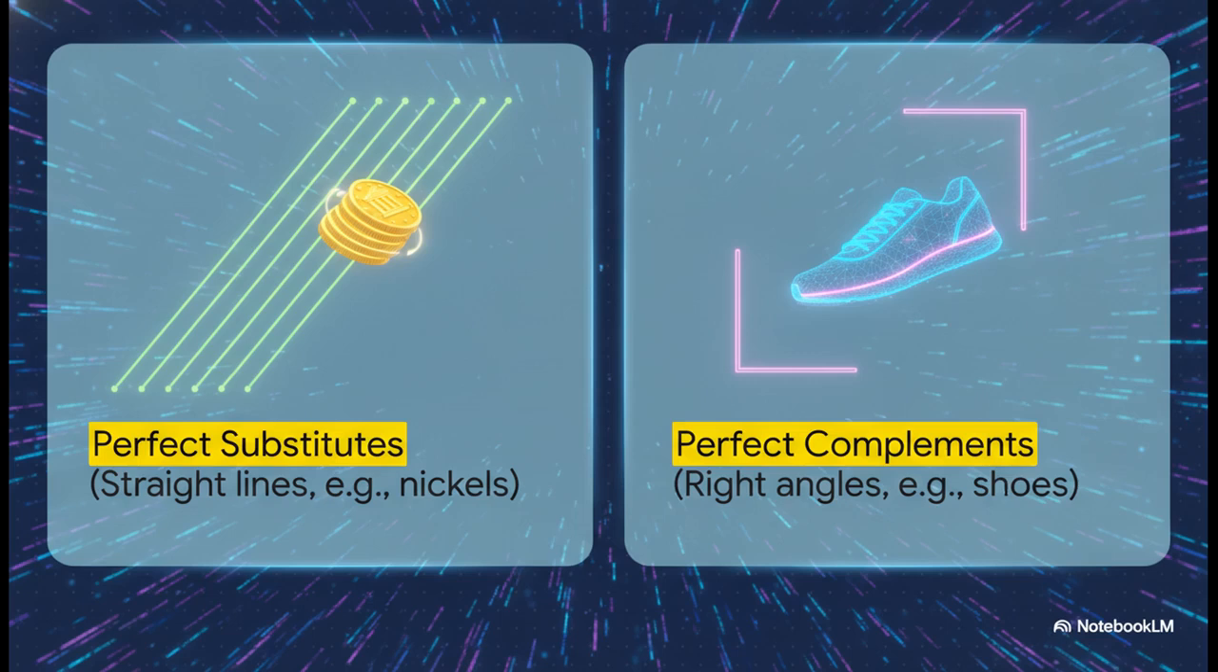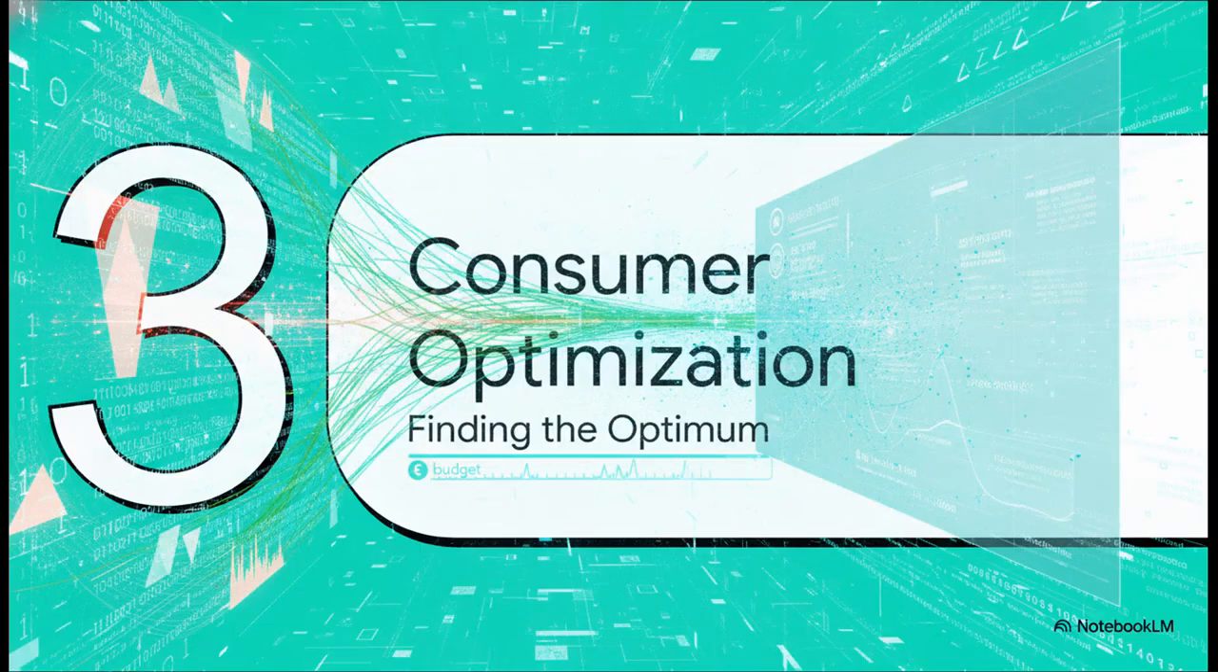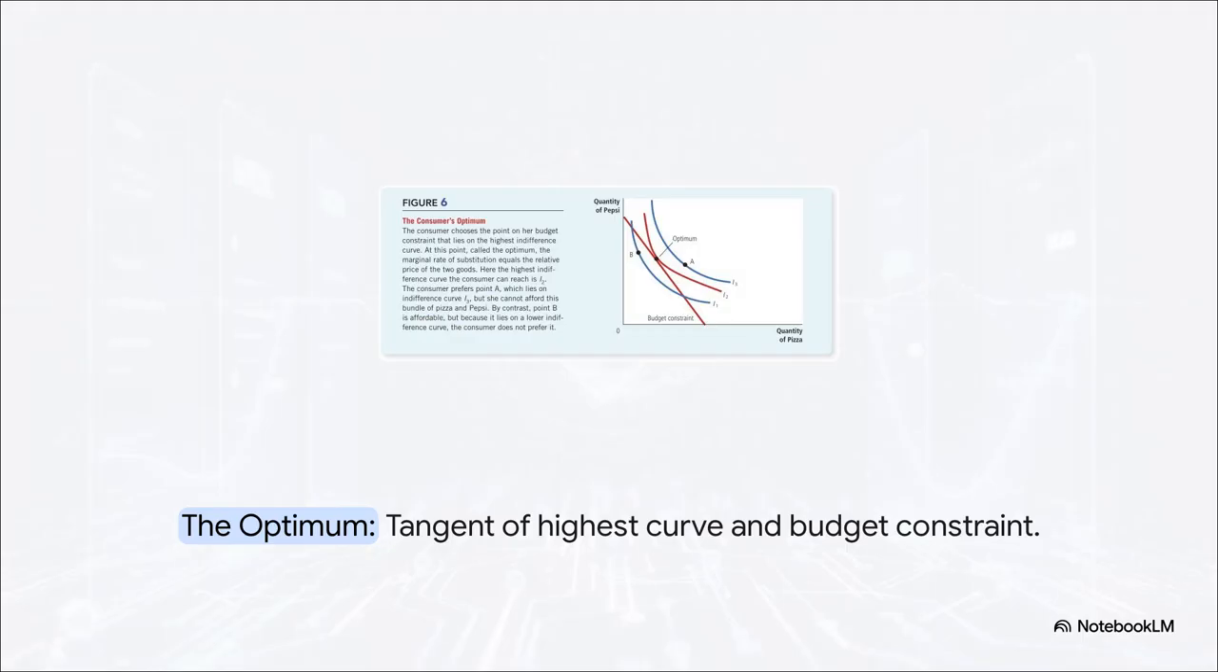Your indifference curves for perfect complements literally look like right angles. Section 3, Consumer Optimization. Now, what's really interesting about this next step is how it brings it all together. We have our hard limits, and we have our program desires. Now we enter the processing phase, consumer optimization. This is where the OS finds the absolute best possible outcome without crashing the budget.